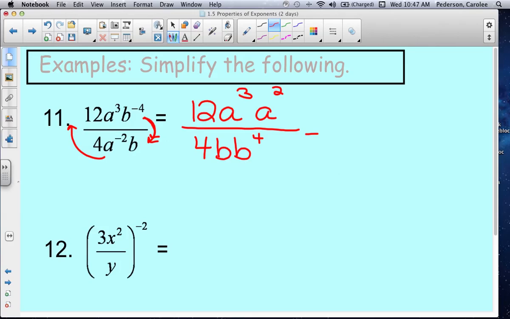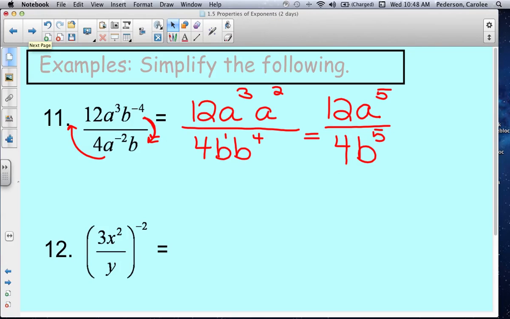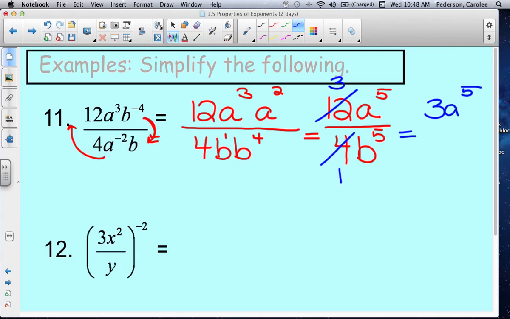First thing we can do is take those a cubed and a squared, those are the same base, so we can add those exponents. Then in the denominator, same thing, we have a b to the 1 and b to the 4th, so that can be b to the 5th. Now let's see what we can simplify. Well, 12 and 4 can reduce by 4. So we reduce it by 4, we get 3 and 1. So our final answer then is 3a to the 5th over 1 times b to the 5th, or just b to the 5th.